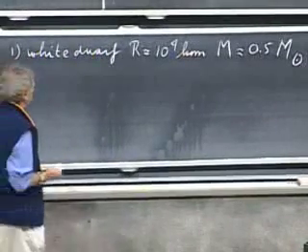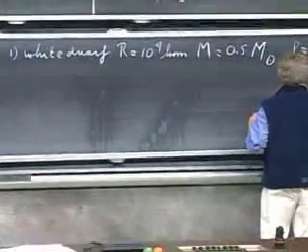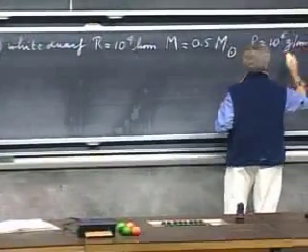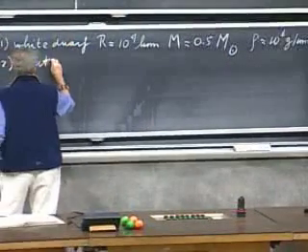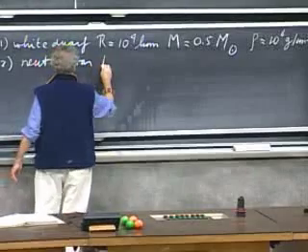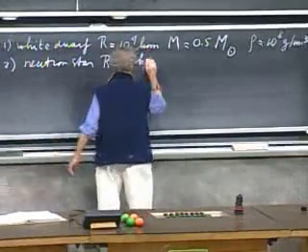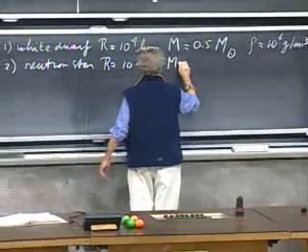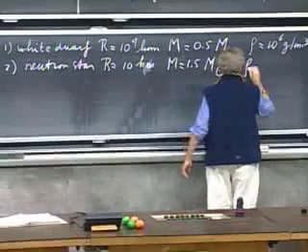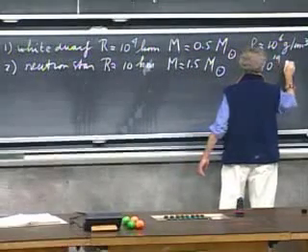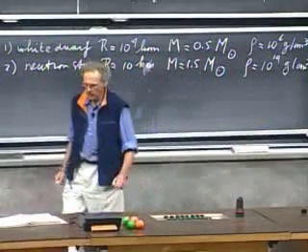The density of such an object is quite high, roughly 10 to the 6 grams per cubic centimeter. Another possibility is that you end up with a neutron star. A neutron star has a radius of about 10 kilometers, and it has a mass of roughly 1.5 times the mass of the sun, and its density is about 10 to the 14 grams per cubic centimeter, which is even higher than the density of nuclei.